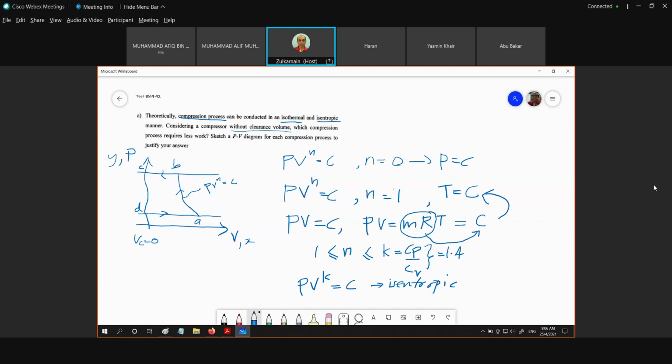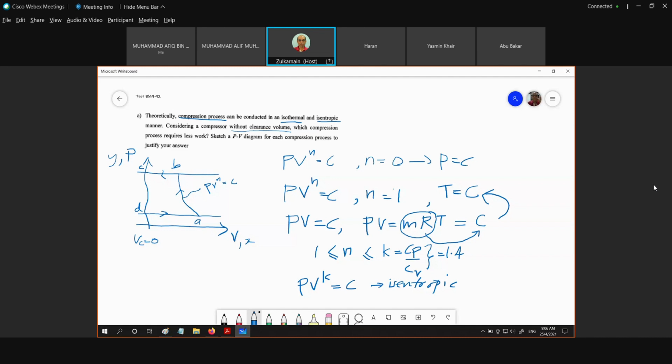Saya nak sketch kan. Okay, this one I have sketched. So I have sketched the PV power of N equal to constant. Now I want to sketch PV power of 1 equal to constant. Where do I sketch? I want to sketch PV power of K equal to constant, where the K is 1.4. How do I sketch? Yang saya sketch ni sekarang ni adalah PV power of N.